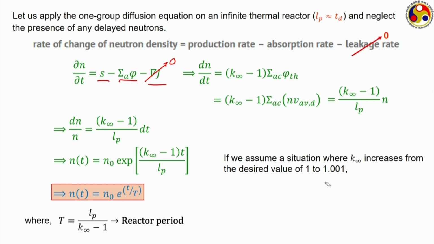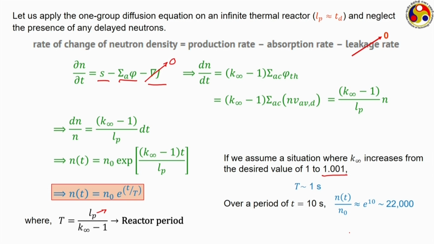We know from our previous analysis that this LP is of the order of 10 to the minus 3, and k infinity after modification is 1.001. So, capital T is of the order of 1 second only. Now, if we put it in perspective, taking small t equal to 10 seconds, then N(t) becomes approximately 22,000 times the initial neutron density.